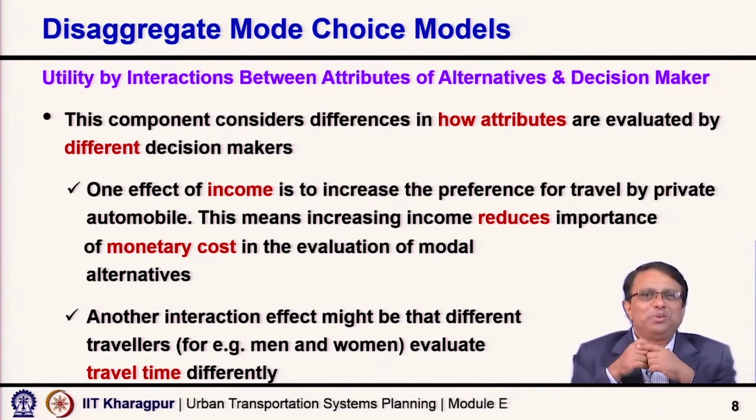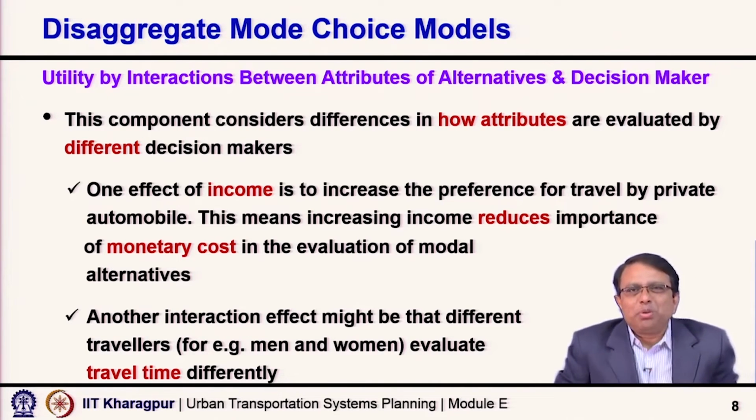I have to give an example to tell you more clearly about this aspect, so that you can really understand and appreciate. Let us consider one effect of income is to increase the preference for travel by private automobile. That means the more the income, the more people will be inclined to use private vehicles, right. That is why we say high income people actually use more private vehicles. In a way, this means that increasing income reduces the importance of monetary cost.